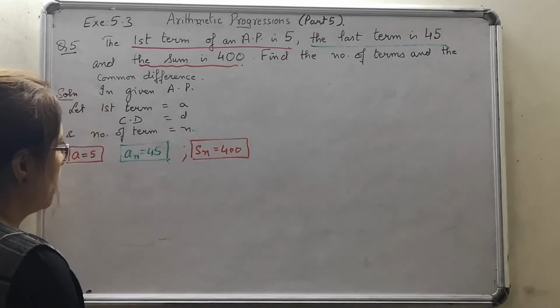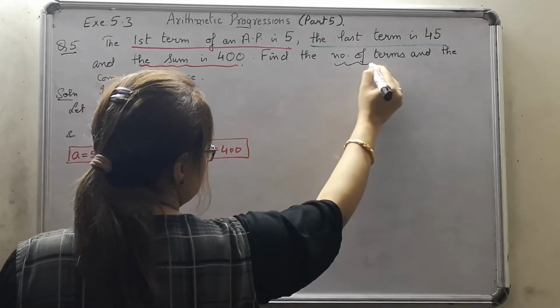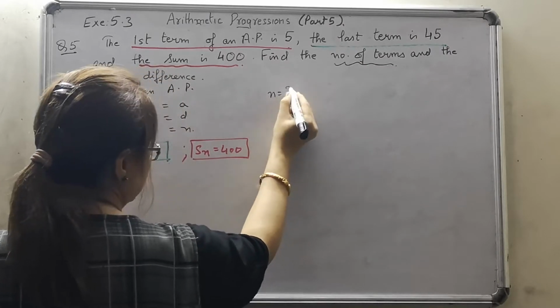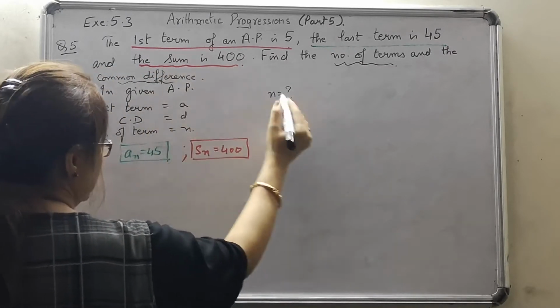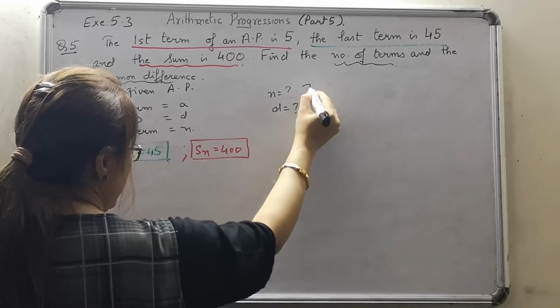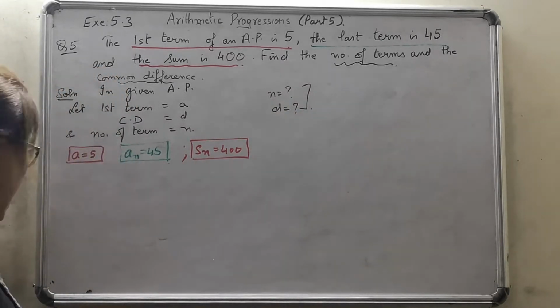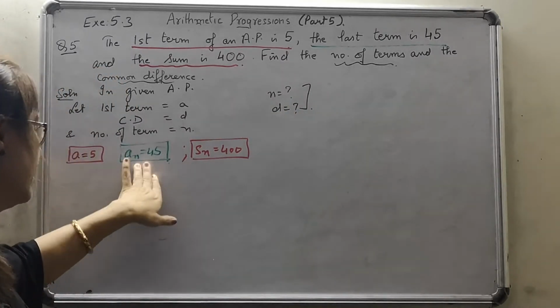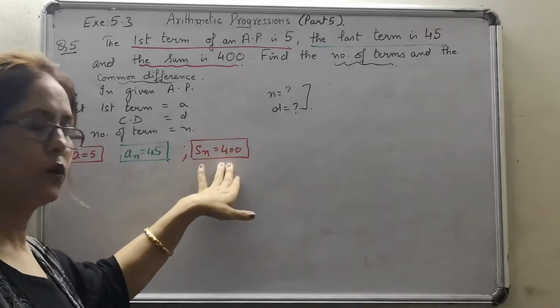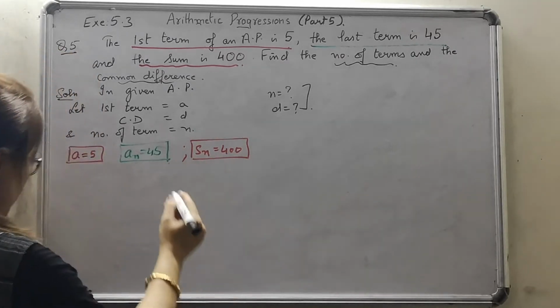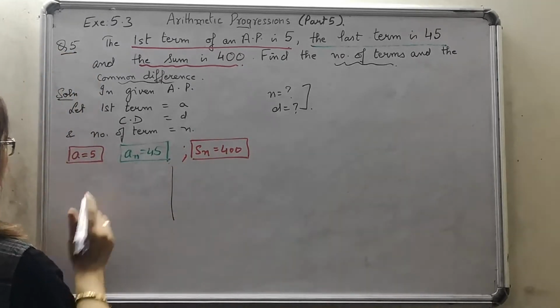And what are we to find out? Find the number of terms, so N is question mark, and the common difference. So D is also question mark. These are the two parts that we have to work out. And the clues with us are that we are given the value of AN and we are given the value of sum to N terms. So I am going to make use of both of them.